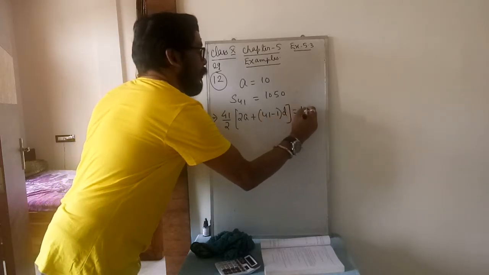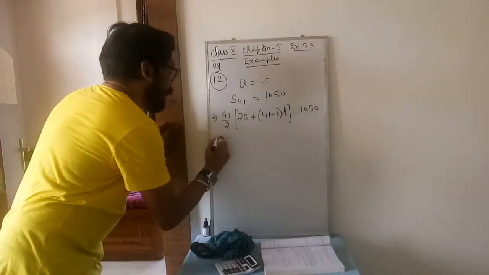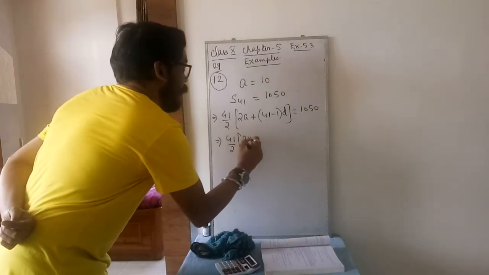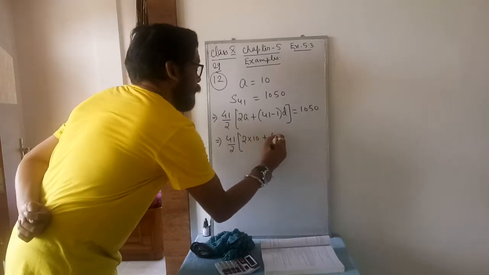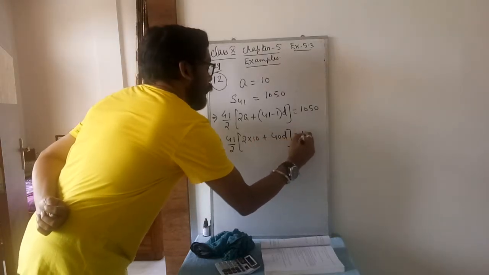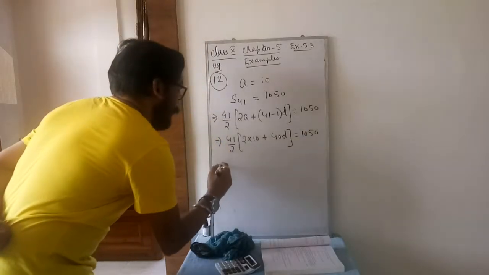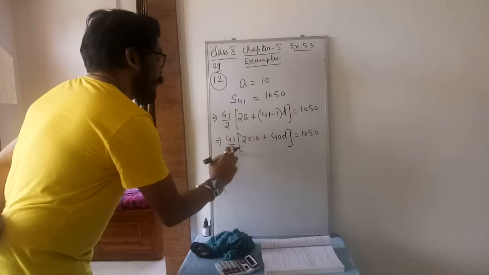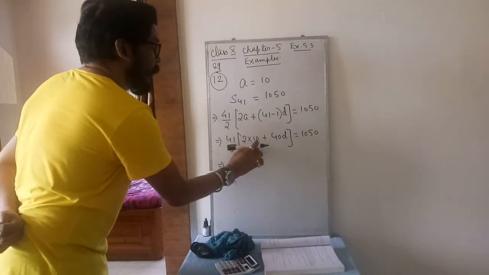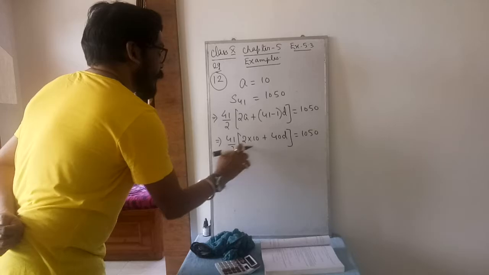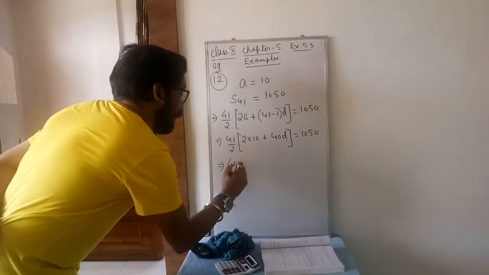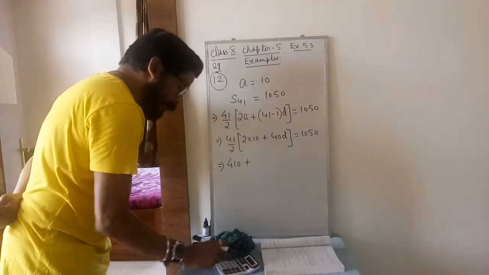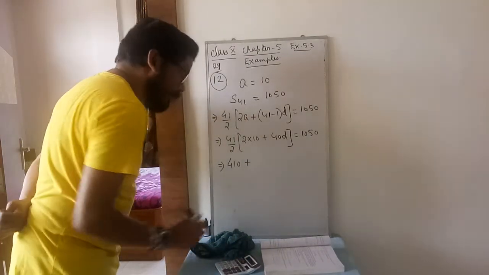Next step I will put the value of a. It is 41 by 2 times (2 into 10 plus 40d) equal to 1050. So 41 by 2 will multiply with both the terms. So 20 by 2 into 41 is 410, and 41 into 20 is 820.